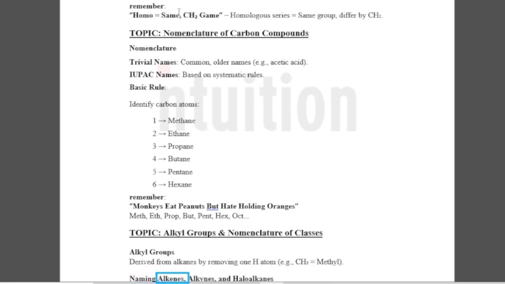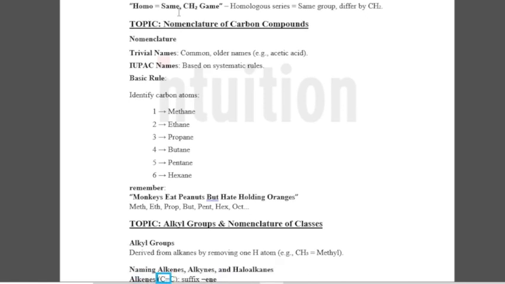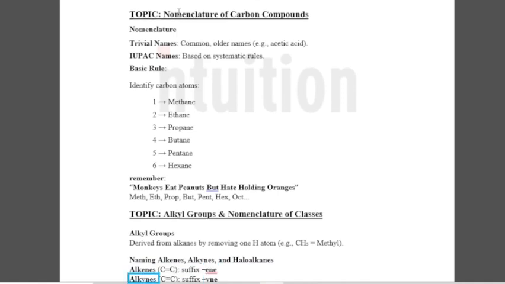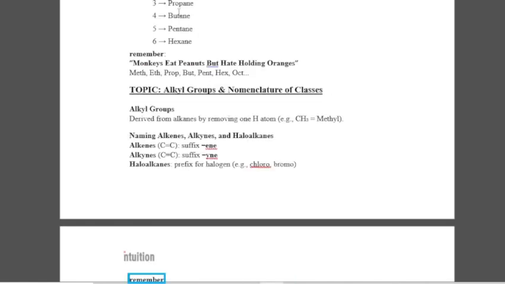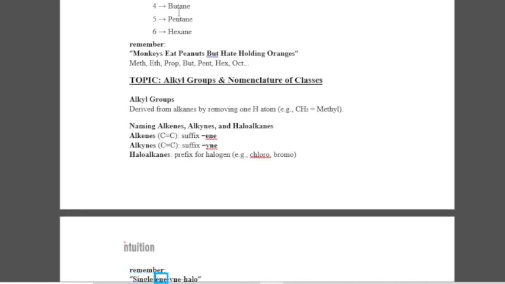Naming alkenes, alkynes, and haloalkanes. Alkenes, C=C, take the suffix -ene. Alkynes, C≡C, take the suffix -yne. Haloalkanes take a prefix for the halogen, e.g., chloro, bromo. Remember, single is -ane, double is -ene, and triple is -yne.